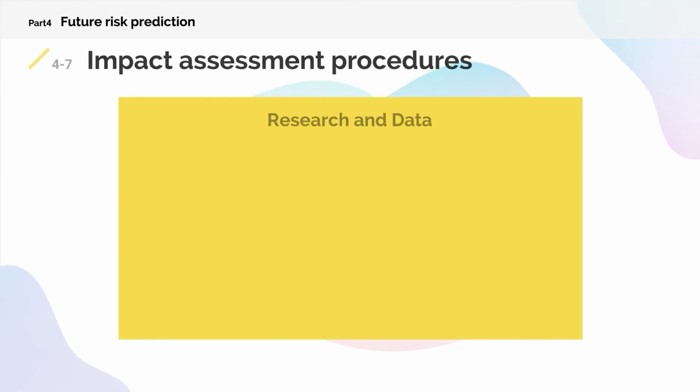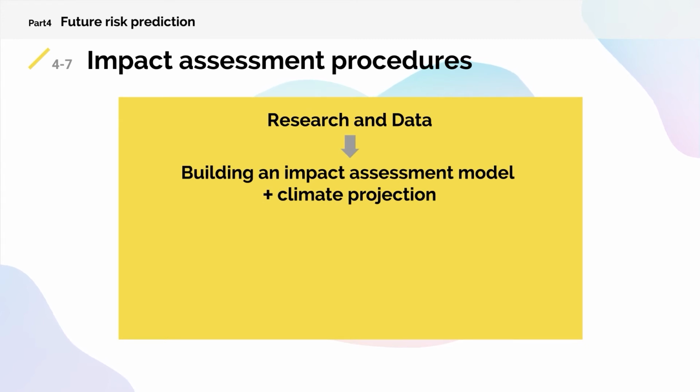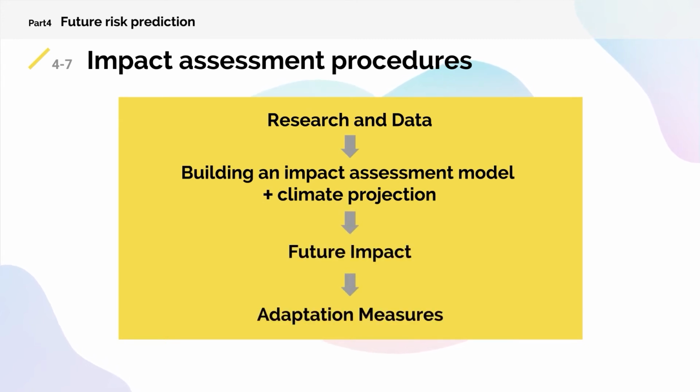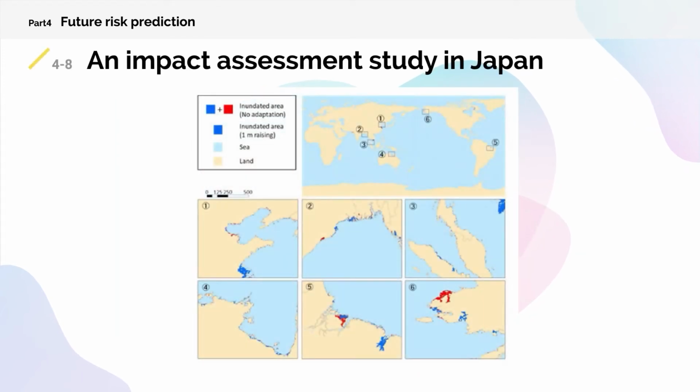The procedures for the impact assessment conducted in Japan are summarized as follows. Based on this data, we are making models, combining them with climate predictions to evaluate future effects, and considering adaptation measures. Here is an example of another impact assessment by Japanese researchers.